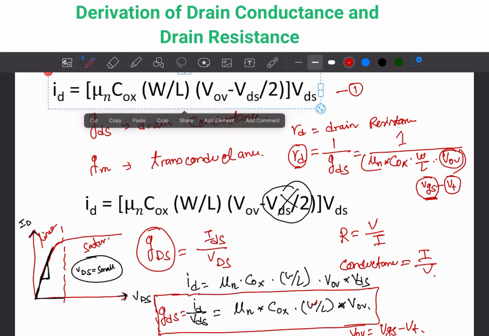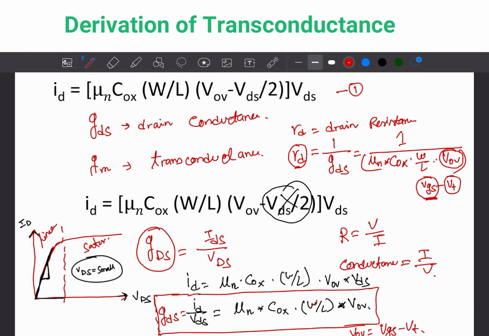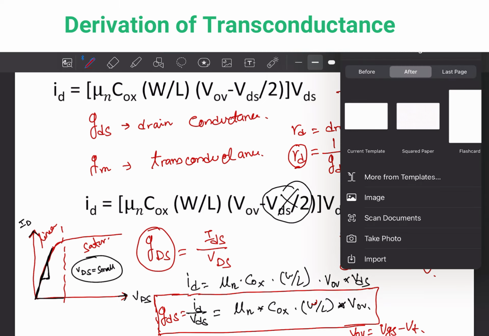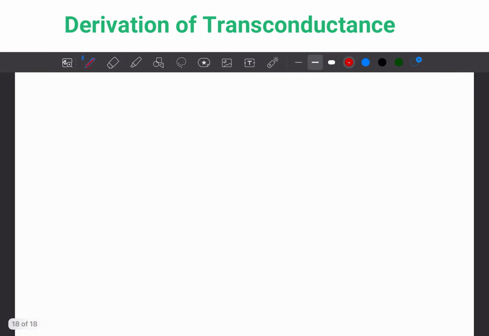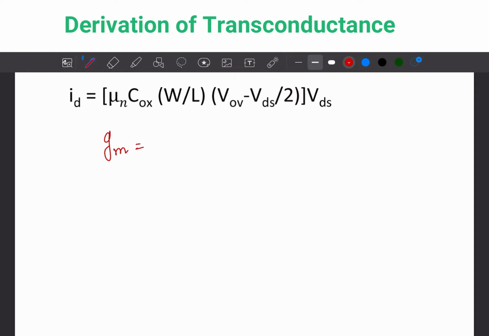So this is the derivation of the GDS and RD. So next we will derive the GM, the transconductance. Okay. So what we need to discuss, we need to derive transconductance, right? Transconductance means the same as GM is equal to I divided by V, conductance, right? But we need to write down which by which.